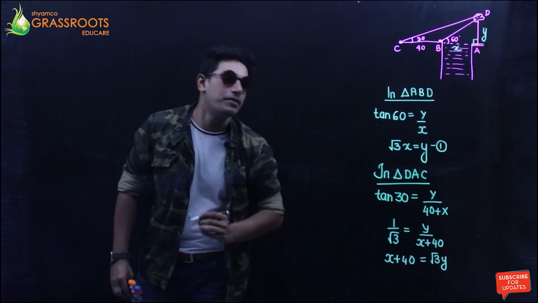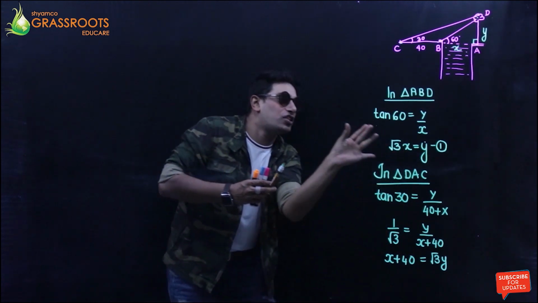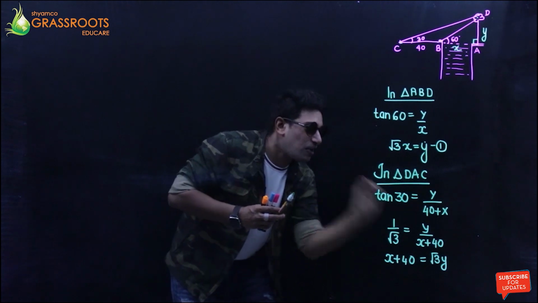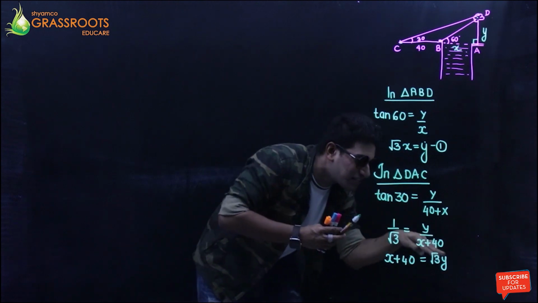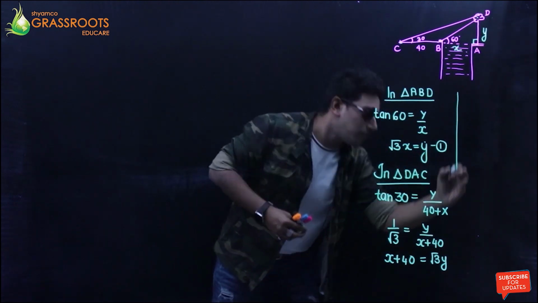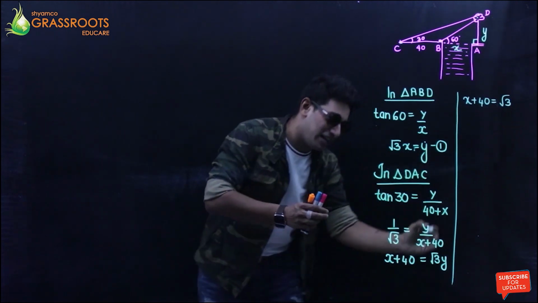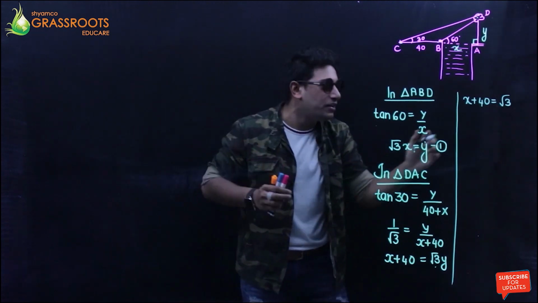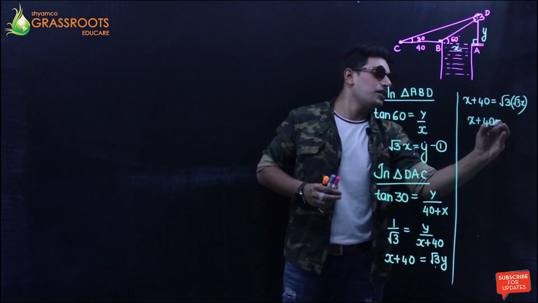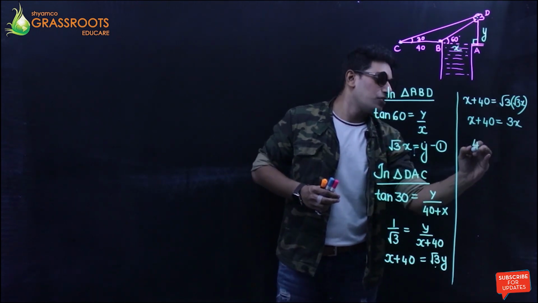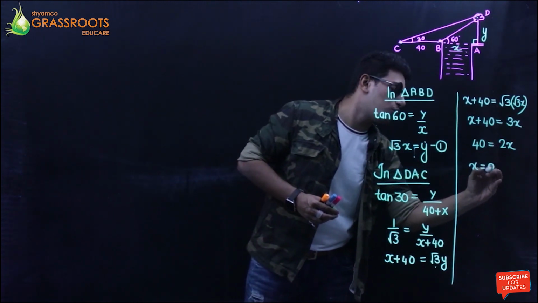Now from this equation, in place of y, can I substitute this root 3x? So y is equal to root 3x, I'm going to put out here. So x plus 40 is equal to root 3 into root 3x, which makes it 3x. So 40 is equal to 2x. x goes on the other side. So x is equal to 20.